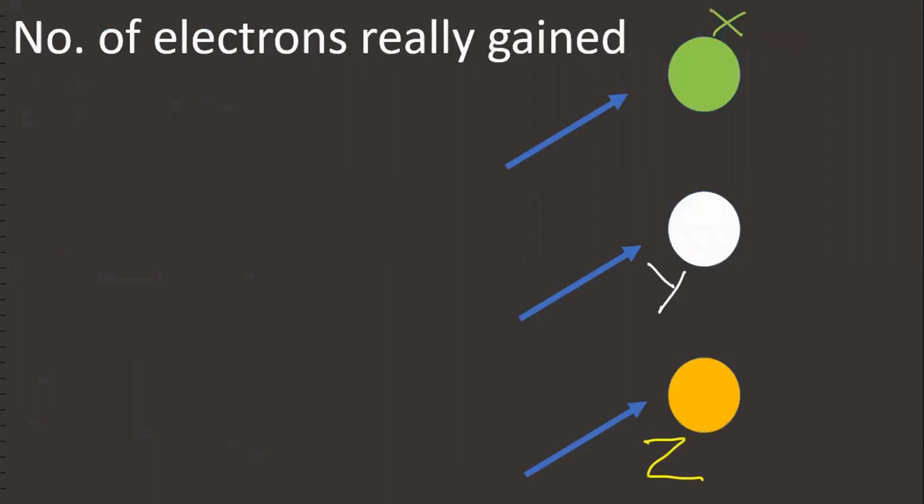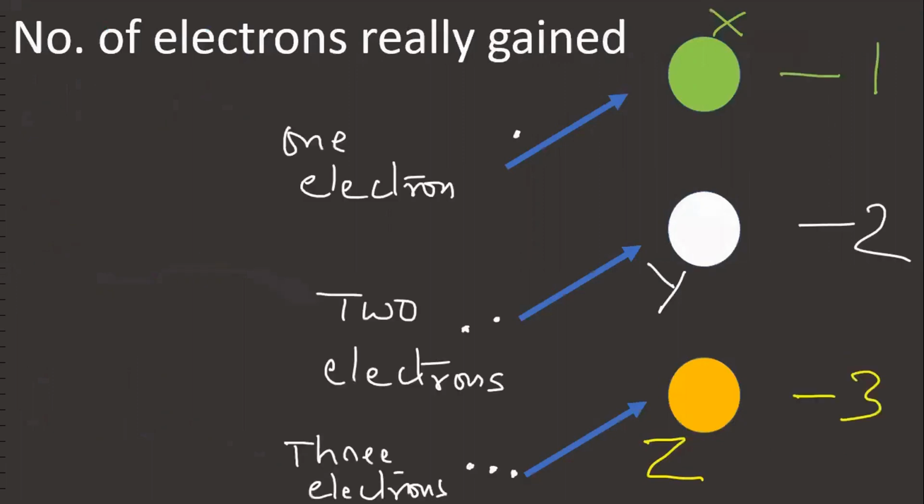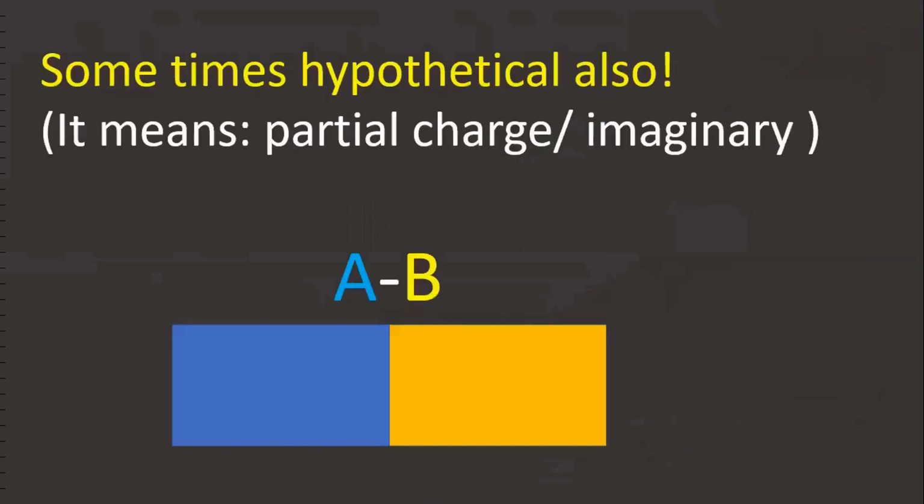These are 3 atoms, X, Y, Z. These are gaining the electrons. How many electrons? 1, 2, 3. Since they are gaining electrons, the oxidation numbers are taken as -1, -2, -3. These are real charges. Sometimes it may be imaginary charge also. This is called hypothetical charge.